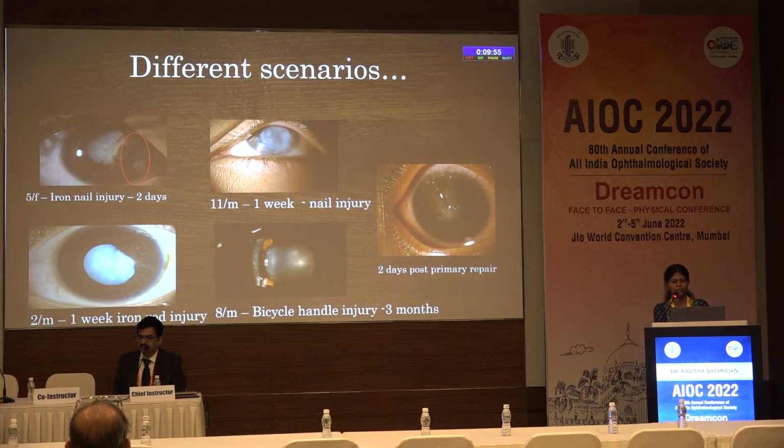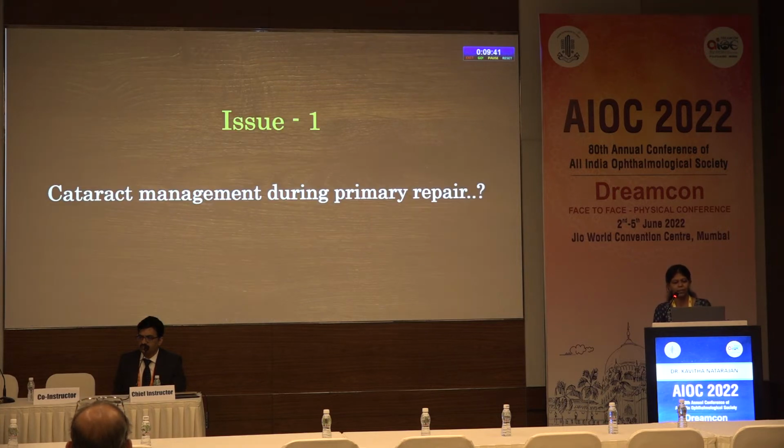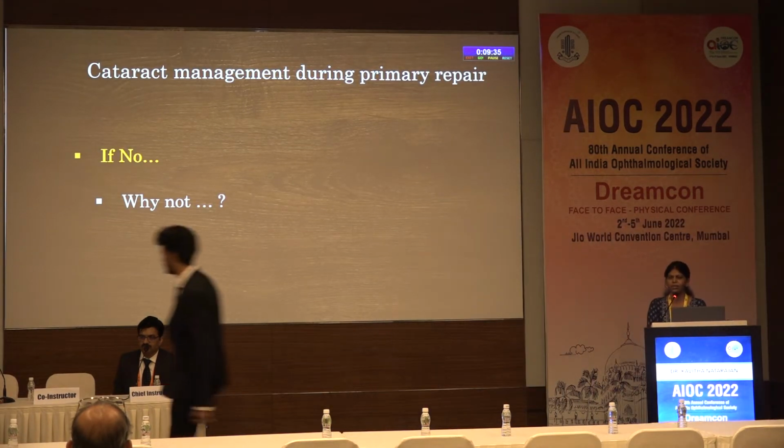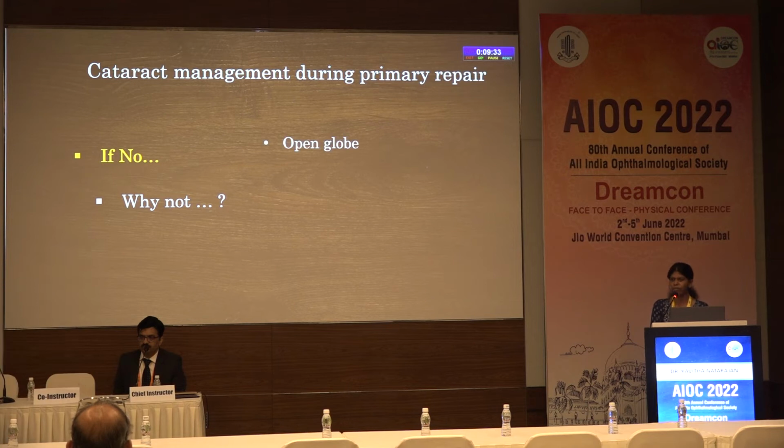So these are a few different situations, like a 2-day-old injury, 1-week-old injury, 8-month child, bicycle injury. So all sorts of presentations. On the right side, you see a repaired corneal tear, and there is a cataract. So issue 1, like I said, cataract management during the primary repair. Do you ever have to do that? So usually no. Why not? Obviously, when there is an open globe, you want to make the globe intact first.